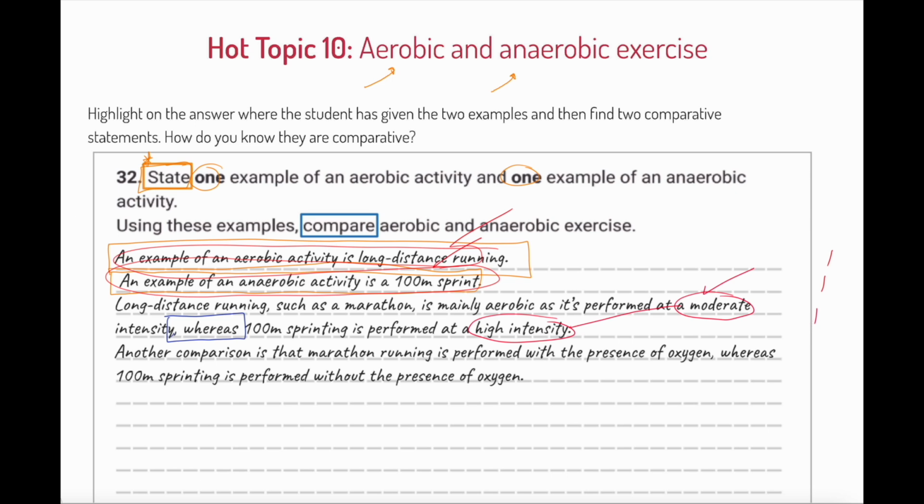Now notice again, if I go back to my blue highlighting, that is my second comparison. Another comparison is that marathon running is performed with the presence of oxygen, comma space, whereas 100-meter sprinting is without the presence of oxygen. Actually, it should be sufficient oxygen. I won't get into that now. So this is performed in the presence of oxygen, and the sprinting is without or in the absence of oxygen. We connect those two together.